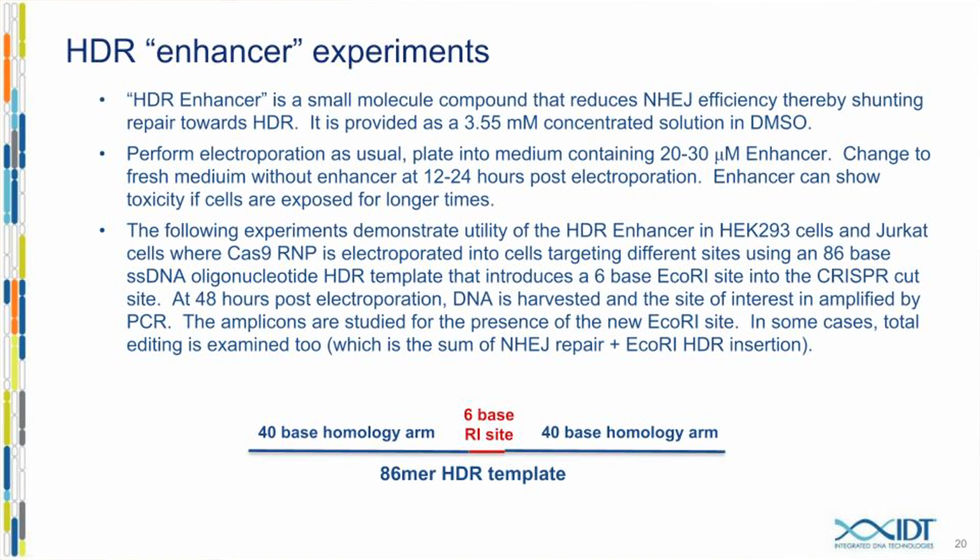The other thing that we've been looking at is compounds that can help improve the HDR rate. And there have been 20, 30 compounds published that are supposed to improve HDR, and almost all of them don't work. We've tested all kinds of things. So far, we've only found one compound that actually improves HDR, and it improves HDR by reducing the efficiency of NHEJ. And so this is not something which is great for cells.